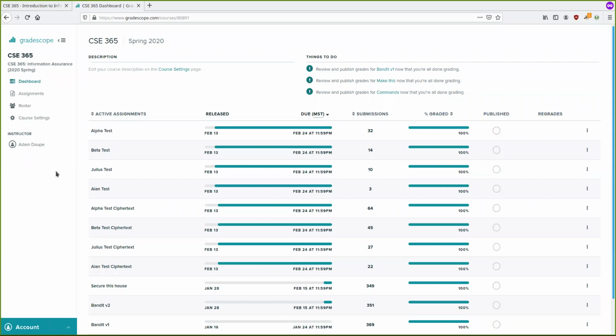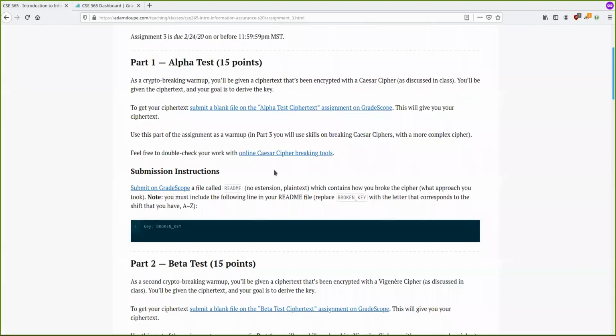And similarly, for all the other parts in this assignment, you submit an empty file to all the star test ciphertext problems to get the ciphertext that you need to break, and you submit the solution with the key and a description on how you actually decrypted the ciphertext to the star test problems. Right? Please refer to the assignment lecture or the slides on how you can actually break the Caesar cipher, and you can double check if your solution is correct using the online Caesar cipher breaking tools that are linked from the assignment.